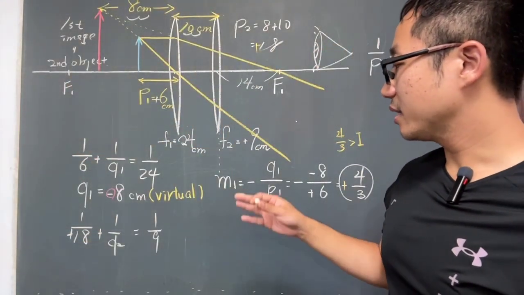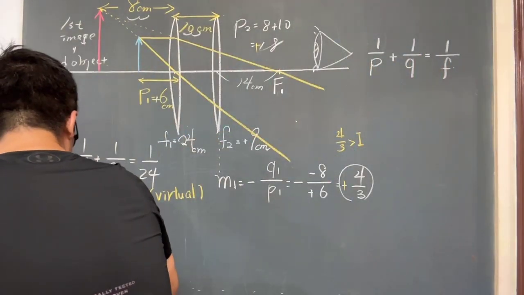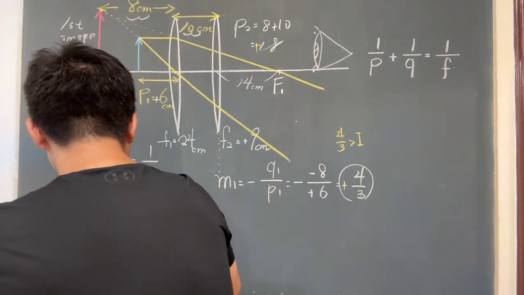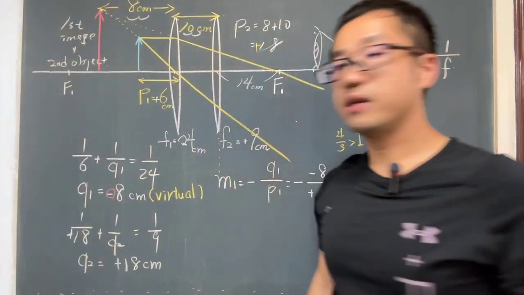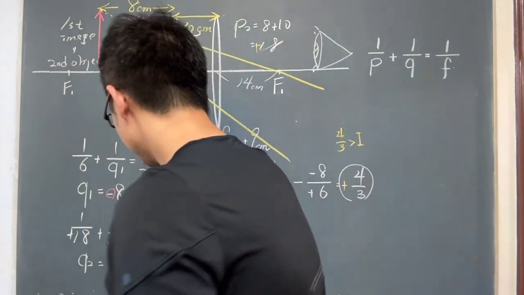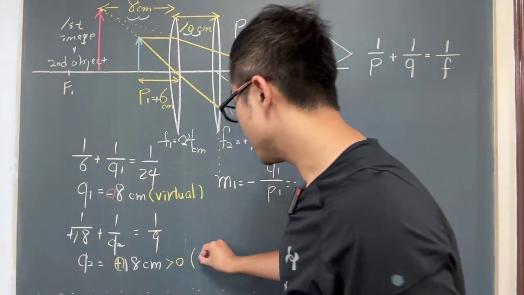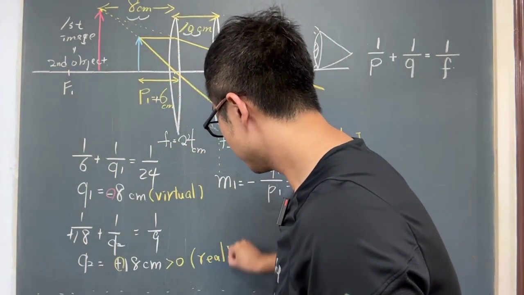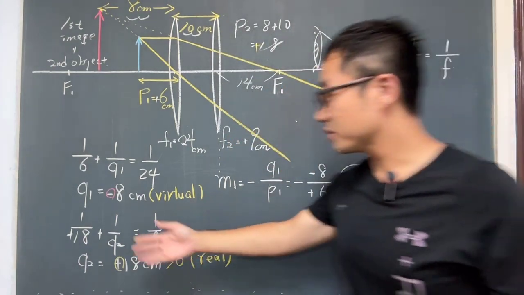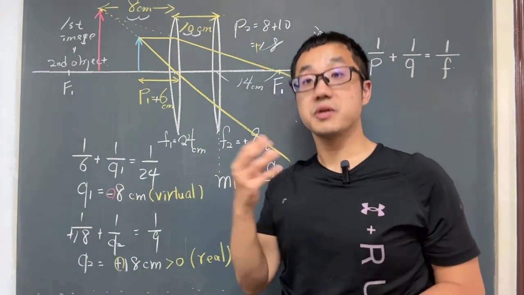So simply by calculating, it turns out that q2 is positive 18 centimeters. Since it is positive, greater than 0, the final image should be a real image. This is the gamma rule. If the final q is greater than 0, that means I got a real image.